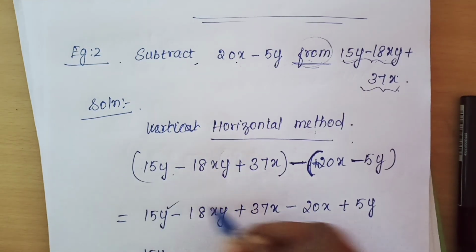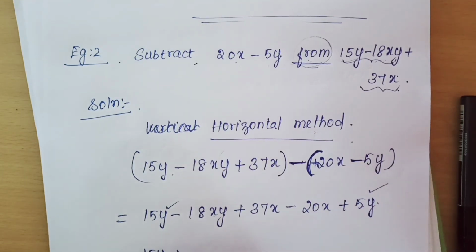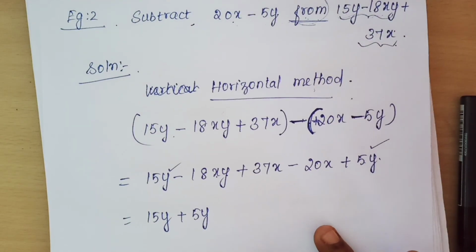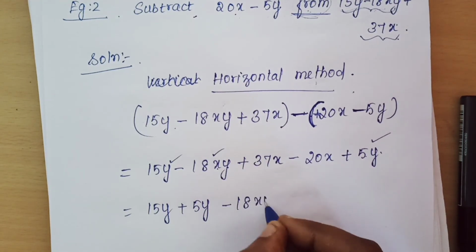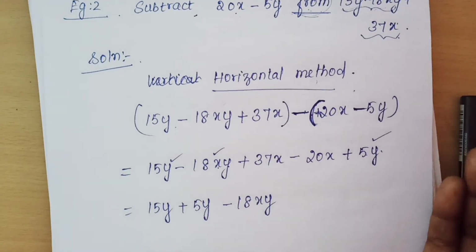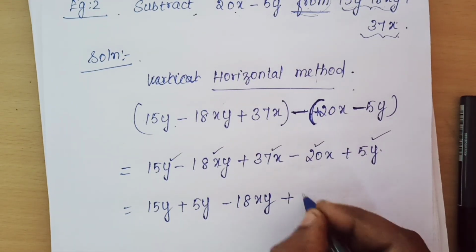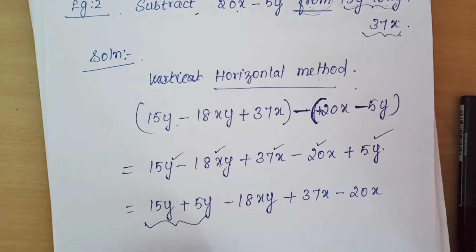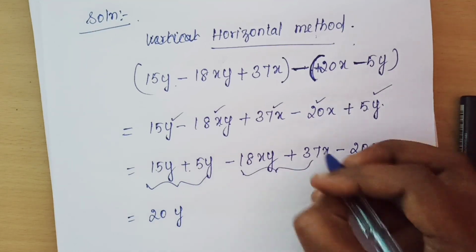Like terms. First write 15y. Are there any y terms here? Check: xy is not a like term, so 15y plus 5y. Don't forget to write the sign also. Then next write minus 18xy. Any xy terms here? No, so leave it, no problem. Then these two are like terms, plus 37x minus 20x. Now add these two terms: 15 plus 5 is 20. Write the variable as it is.